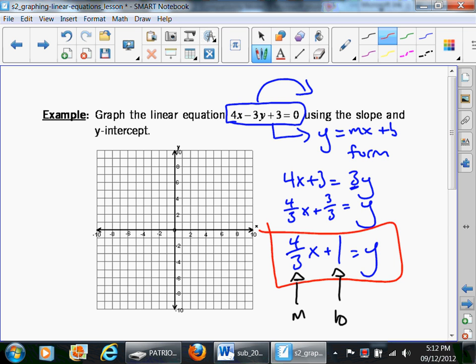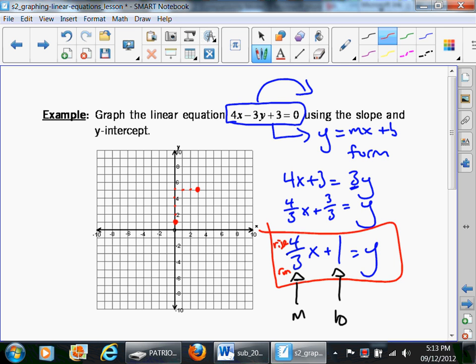The y-intercept is positive 1. The slope is 4 over 3. So that means that it has a rise of 4, a run of 3. In other words, I can go up 1, 2, 3, 4 spots, and then over 1, 2, 3. So here's one more spot.